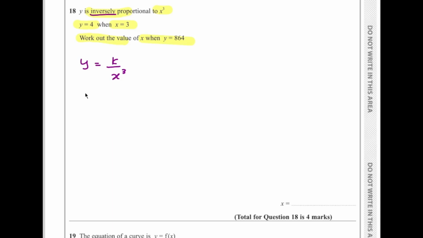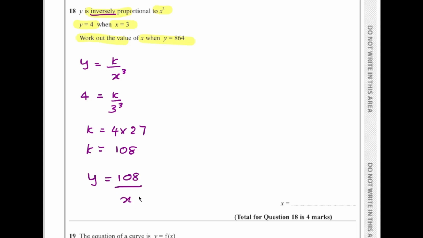We've been given y equals 4, x equals 3, then 3 cubed, then k equals 4 into 27, because 3 cubed means 27, which becomes k equals 108. Now let's write the formula replacing the value of k: 108 over x cubed. Now we have to get the value of x. Let's get the value of x when y equals 864.